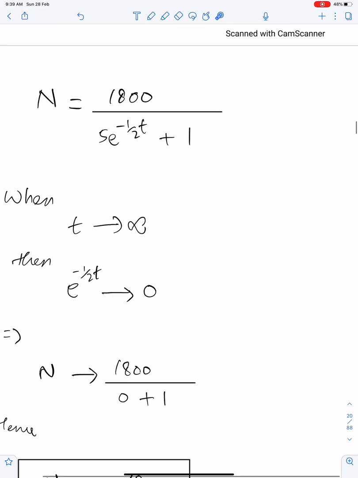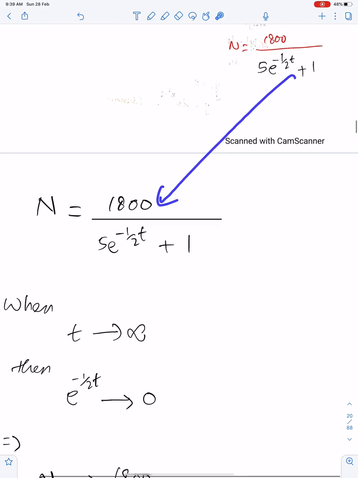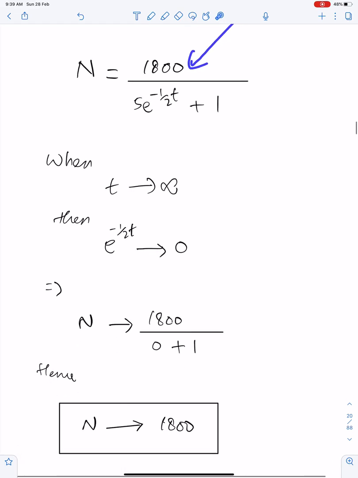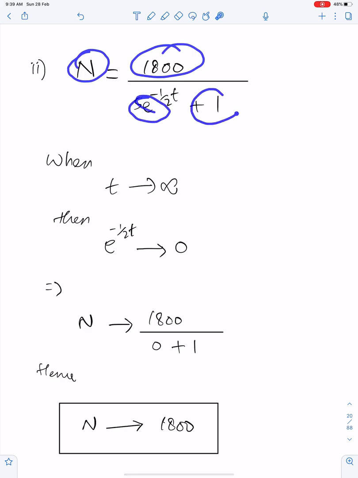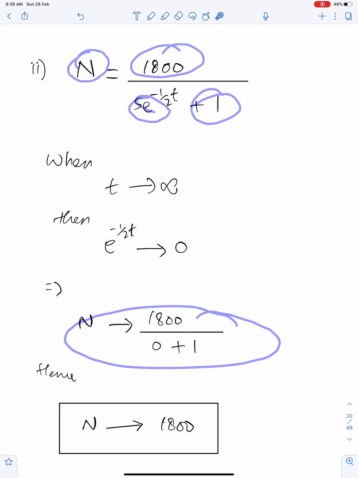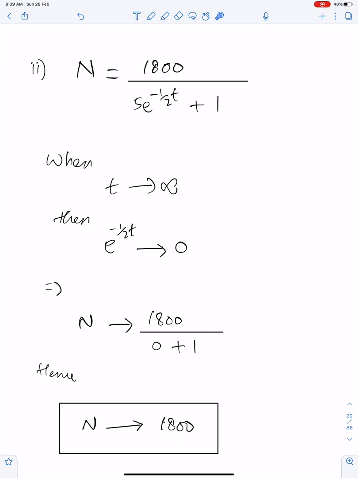Now, this equation is here. Well, the last part: what happens to the value of n when t becomes very large? So when t becomes very large, meaning when t tends to infinity, this exponential will tend to 0. Therefore, n will tend to 1800 upon 0 plus 1. Therefore, n approaches 1800. I hope you have understood the solution of this part well.